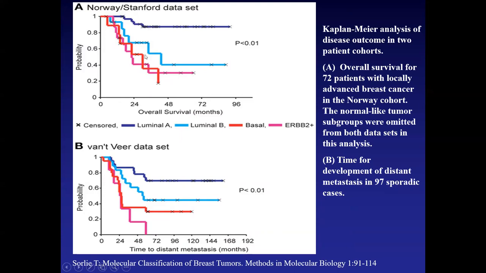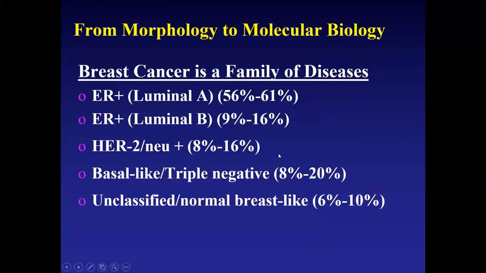He further showed that subclassification of the breast tumors would lead to a different probability with respect to the behavior and outcome of the patients with breast cancer. Here we look at overall survival, and naturally luminal types do much better than basal type. The same is true for time to distant metastasis: luminal types do better. So he was able to provide better prognostic and predictive factors in response to the outcome of patients with breast cancer.